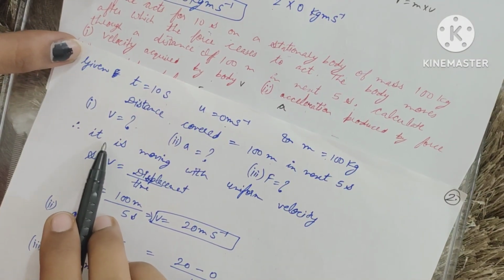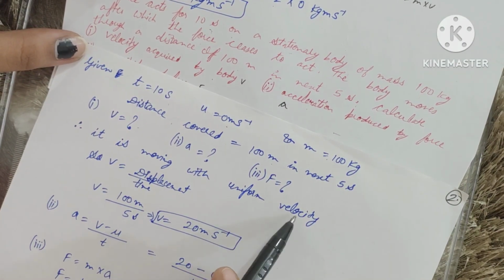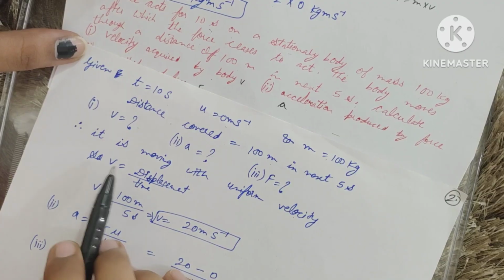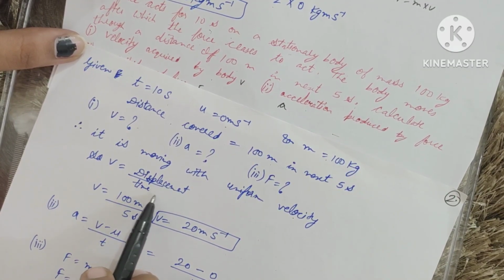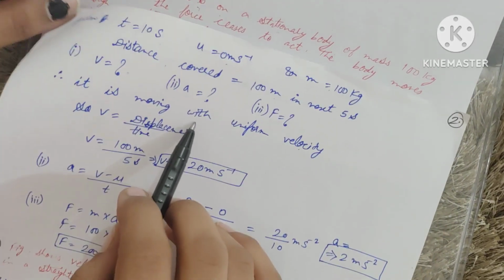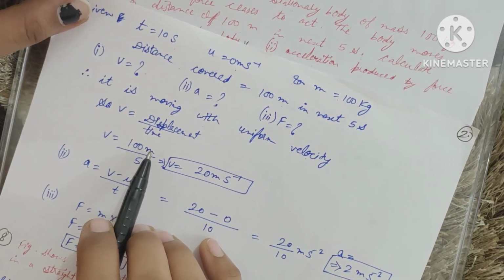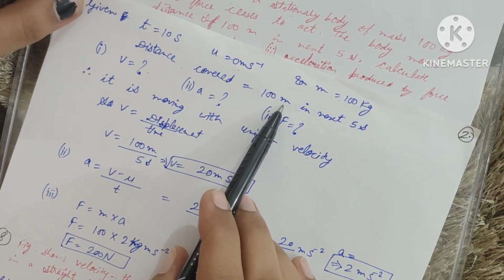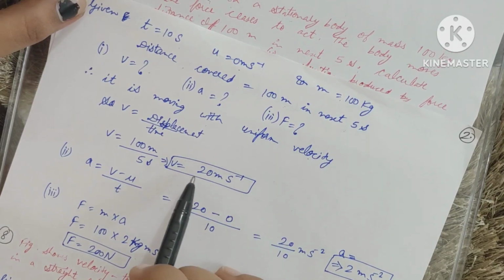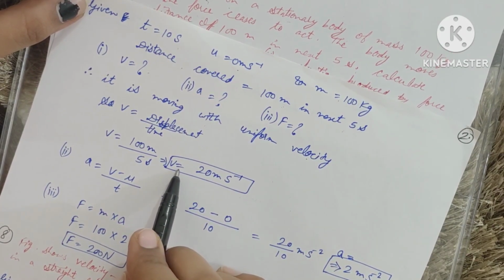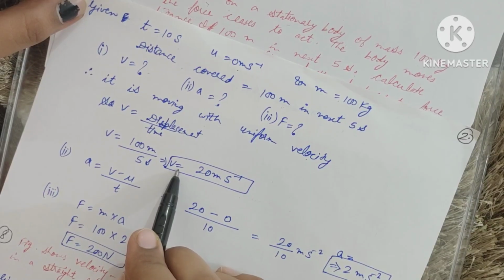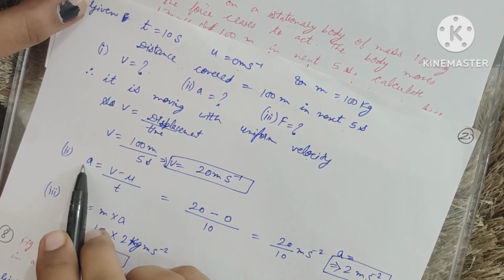Therefore, it means if it is moving with uniform velocity, we can find the velocity by a simple formula also. It is v equals displacement by time. What is the displacement? It is 100 meters. Time is 5 seconds. So you got the value of v from here. First point solved. Second point is acceleration. You have to find out.